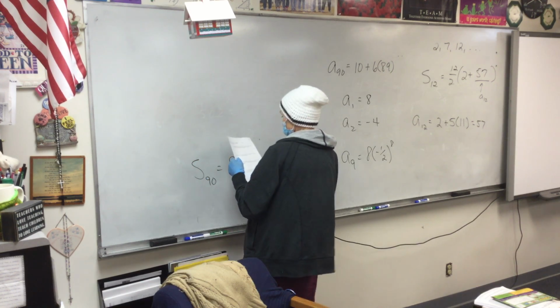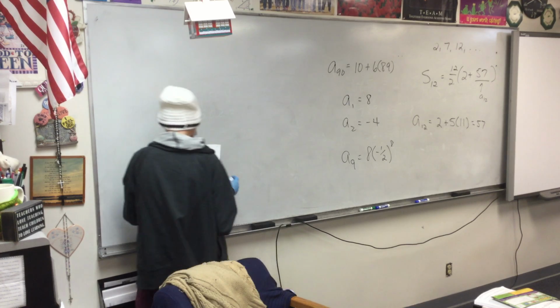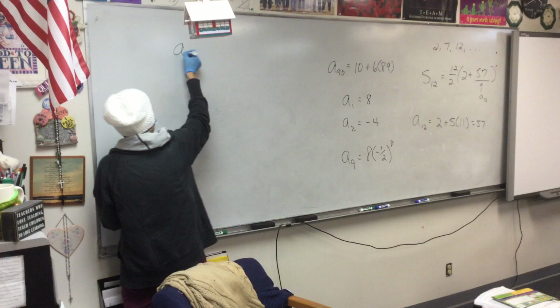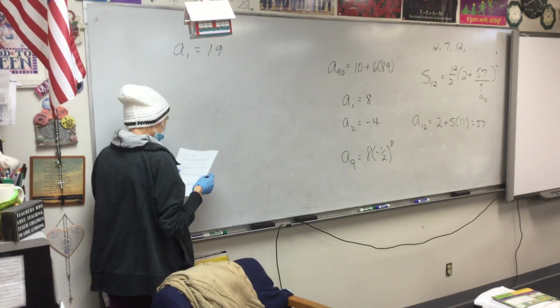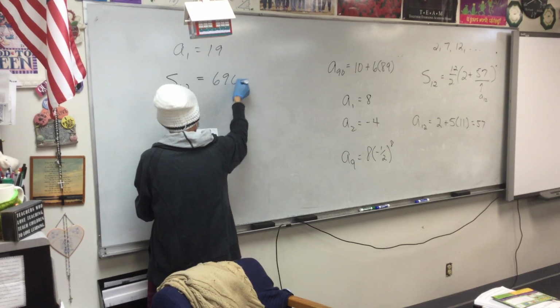Oh boy. Take a look at number 6 here. This looks a little interesting. It says A sub 1 is 19 and S sub 12 is 690.